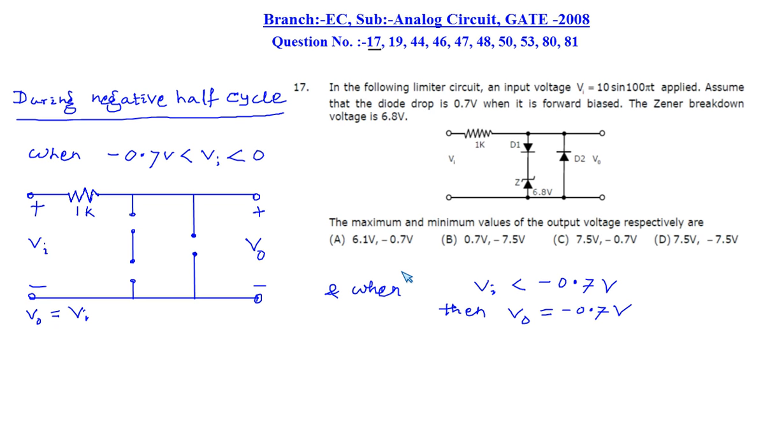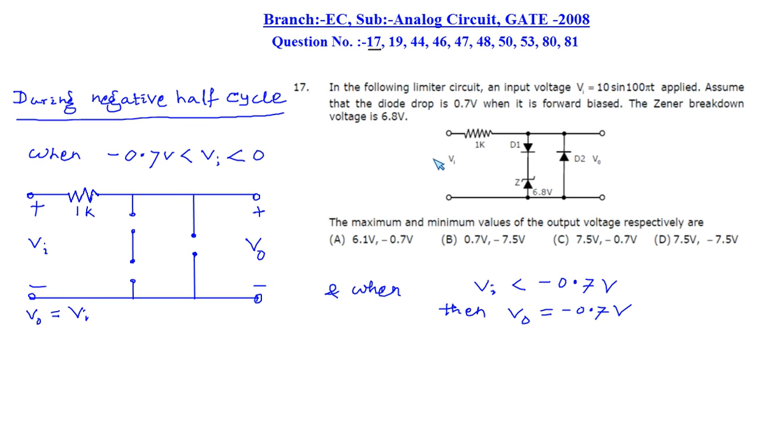Now let's discuss what will happen during the negative half cycle. During the negative half cycle, this diode will always be in reverse bias, so this branch will be open circuited. And when the input voltage is between minus 0.7 volt and 0, D2 will also be in open circuit condition. So both the branches are open and the output voltage will follow the input voltage.